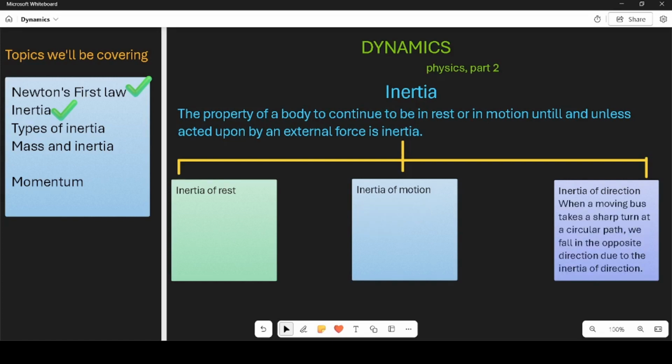Inertia of direction. It is the inability of a body to change its direction on its own. So if we're driving in a car and we take a sharp turn, we see that we fall in the opposite direction of the turn. That is an example of inertia of direction.